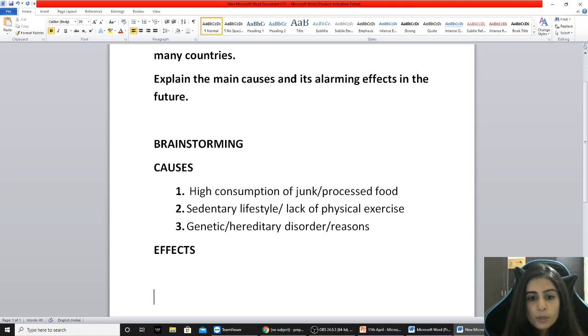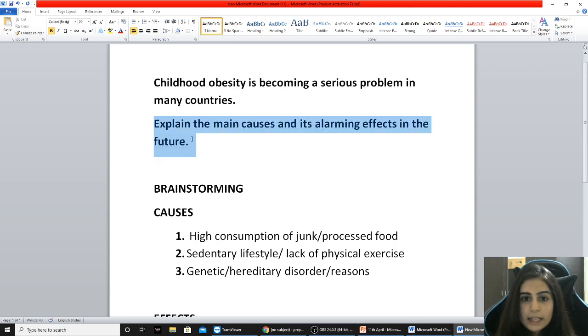So, what would be the effects of obesity in the future? So, here let me just highlight the question. We have discussed the main causes. Now, we are discussing the alarming effects in the future.